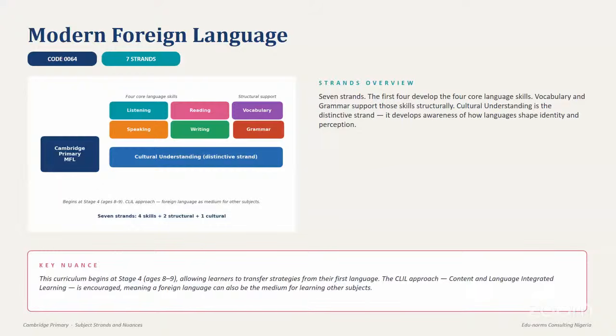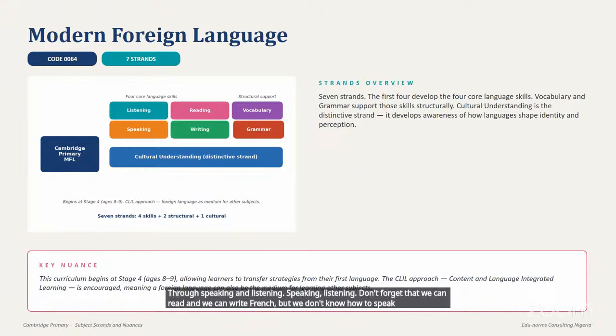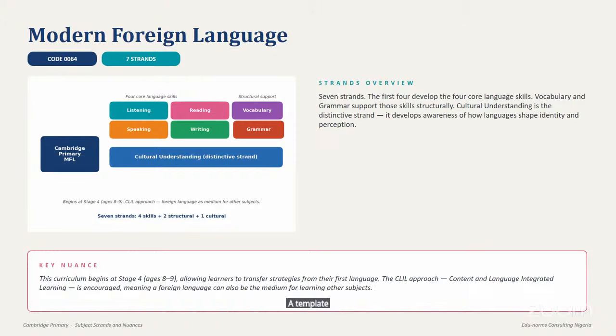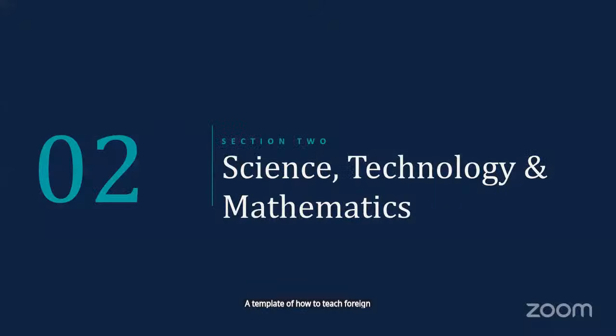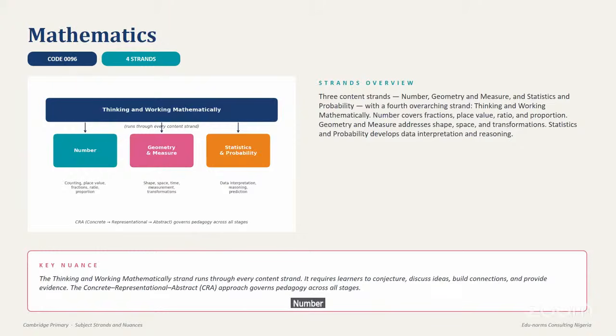So they now have to create this subject. The nuance is to bring France into the classroom through speaking and listening. Don't forget that we can read and write French, but we don't know how to speak and listen to it. So the emphasis now is on speaking and listening. That's why modern foreign language was created. It is not really a subject per se, it's a template of how to teach foreign languages. Next is mathematics.